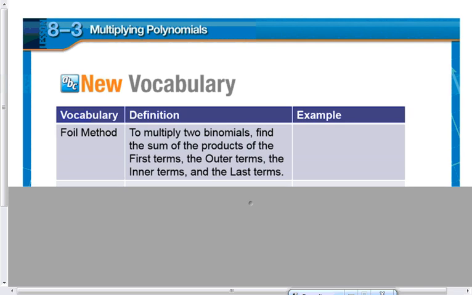So our first vocabulary word is the FOIL method. This is a way of solving the equation that we're going to be doing today. The FOIL method is to multiply two binomials, find the sum of the products of the first terms and the outer terms, the inner terms, and then the last terms. So to show that, it's like x minus 7 and x plus 3.